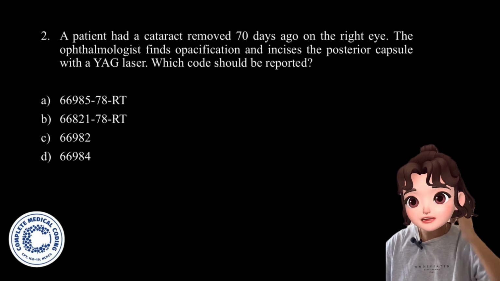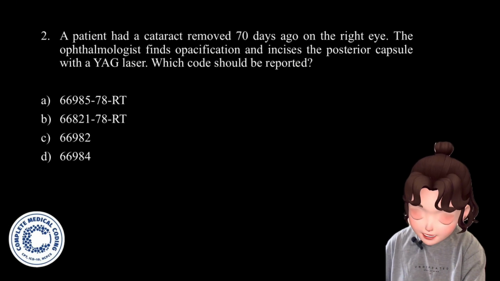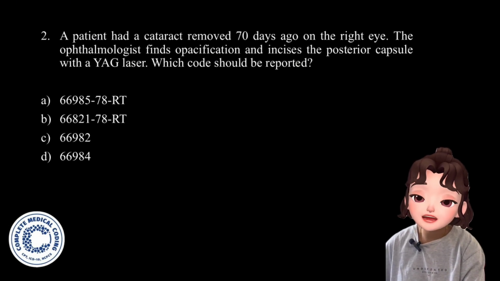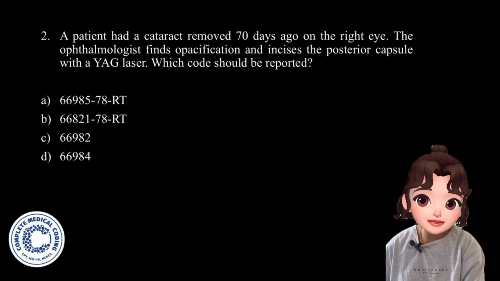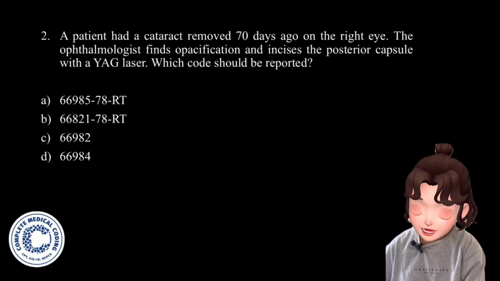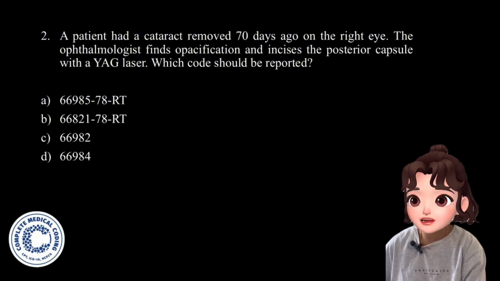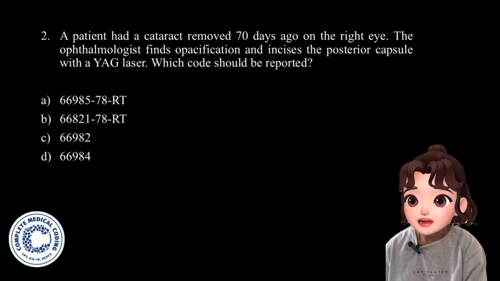So what is 66821? 66821 is, this is what we need, the CPT code. Decision of secondary membranous cataract, laser surgery, like YAG laser. Okay. Anyway, this is under incision section only. So 66821. Anyway, let's check the other codes as well.